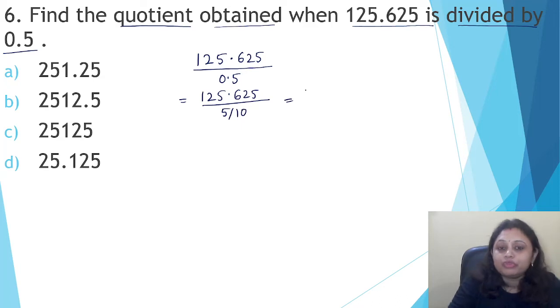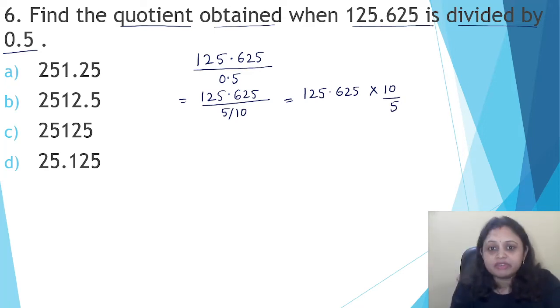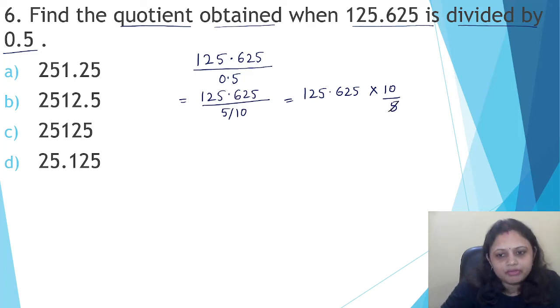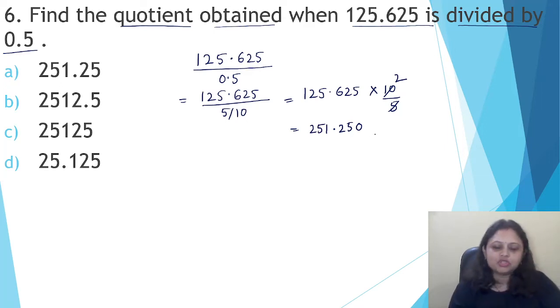You know how we divide fractions, we have already discussed. So 125.625 will be multiplied by 10 by 5. When we convert division into multiplication, we have to write the reciprocal. So 10 and 5 cancel, it is 2. So the answer will be 251.250. That is the answer.